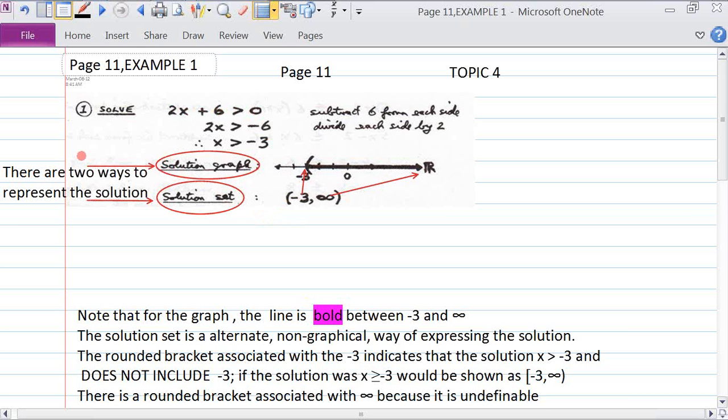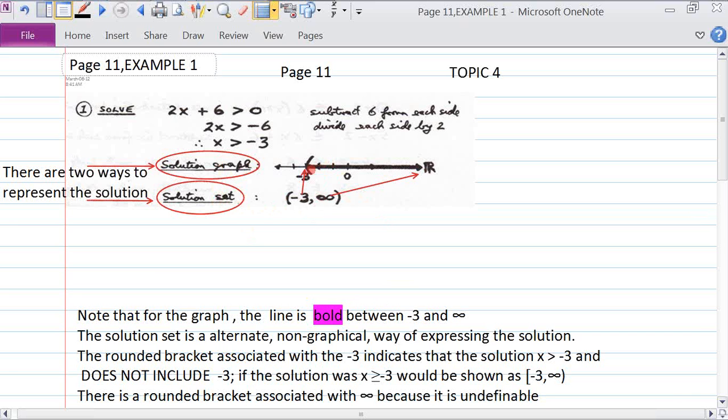Now, we can represent a solution in two ways. We can represent it with a solution graph, which is shown here. This is the solution graph, the top one. Or we can represent it with what we call a solution set. These two are equivalent. They're just two different ways of representing it.